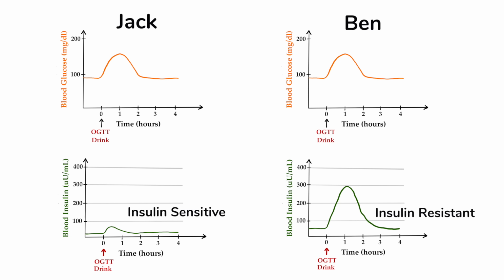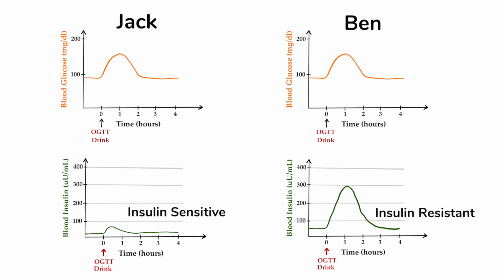Insulin is produced by cells called beta cells in the pancreas, and what we would say is that the beta cells in his pancreas are very healthy. He has good beta cell function because his beta cells are able to make more insulin if necessary. That is not the case for everyone.